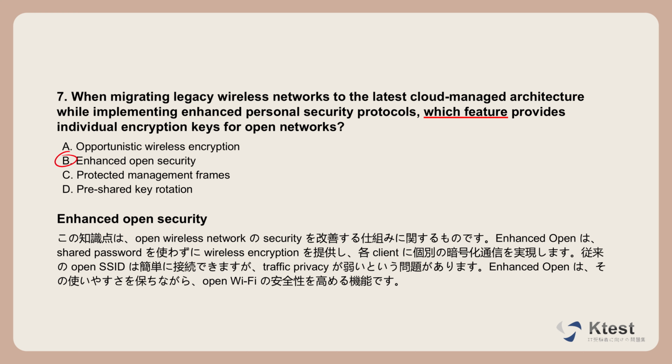Enhanced open security. It basically takes open networks where you don't need a shared password and automatically adds encryption underneath. Using opportunistic wireless encryption, right? Exactly. Wait, does this function similarly to a built-in VPN for public Wi-Fi, like securing the connection even without a password prompt? Conceptually, yes. It creates a unique key for each user, providing an individual layer of privacy on what would otherwise be unprotected airwaves.